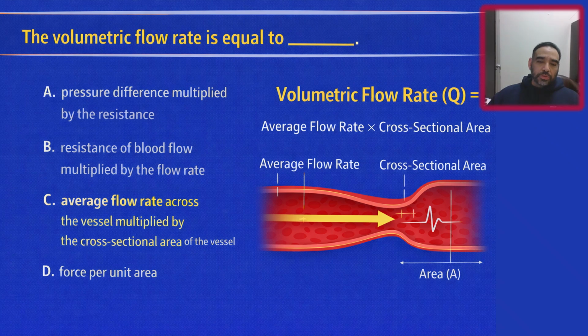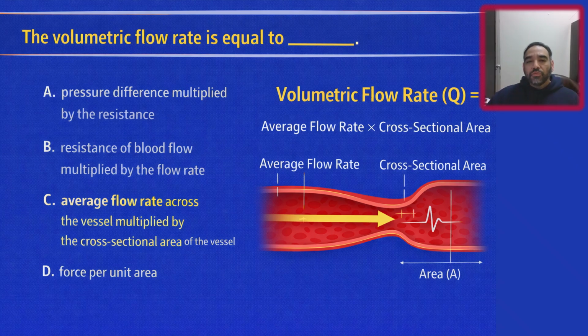Okay, so the next question is: the volumetric flow rate is equal to blank. The answers shown are A, pressure difference multiplied by the resistance; B, resistance of blood flow multiplied by the flow rate; C, the average velocity across the vessel multiplied by the cross-sectional area; and D, force per unit area. And of course, the correct answer would be C, average velocity times cross-sectional area.